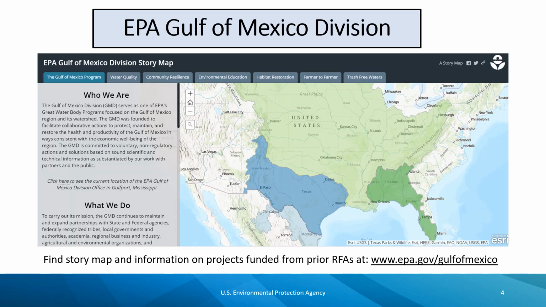So what is the EPA Gulf of Mexico Division? GMD is one of EPA's great water body programs and is focused on the protection and restoration of the health and productivity of the Gulf of Mexico. GMD activities are centered around voluntary, partner-driven projects. All projects must take place in one of the geographic categories identified in the RFA and within the Gulf of Mexico watershed. The link to GMD's webpage is epa.gov/gulfofmexico. On this page, you can find a link to the story map pictured here on this slide and find information on previously funded projects.